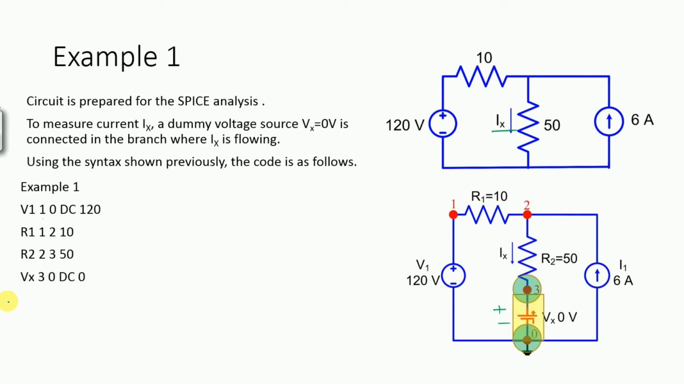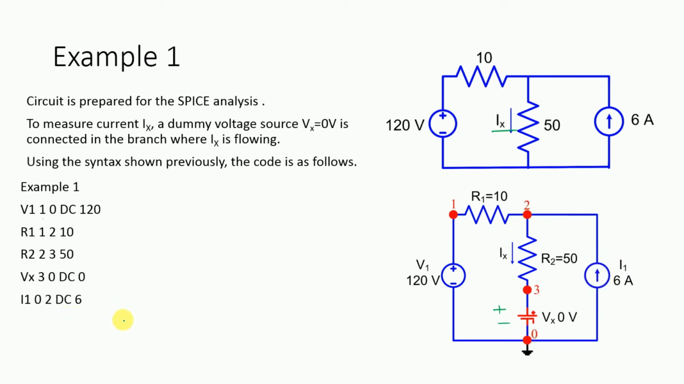Thereafter we can write this Vx, which is connected between node number 3 and 0, and it is a DC source and it has a value of 0 volt. And then we have a current source I1. I1 is connected between 0 and 2 now, right? So we write down the non-arrow end of the source first, and thereafter we write down the node which is connected with the arrow side of that particular current source. So we have I1 connected between 0 and 2. It is a DC source and it has a 6 ampere current.